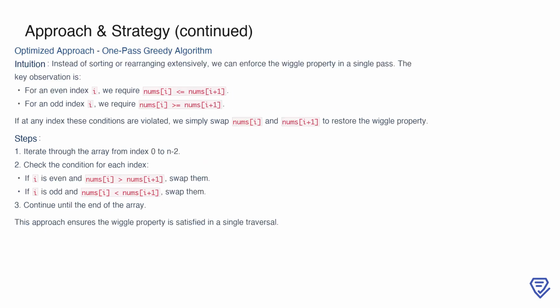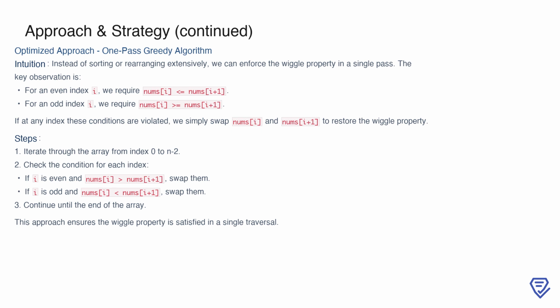A more efficient solution to the wiggle sort problem is the one-pass greedy algorithm. The key insight here is that we don't need to sort or rearrange the entire array extensively. Instead, we can enforce the wiggle property dynamically as we traverse the array. The rule is simple. At even indices, the current element should be less than or equal to the next element, while at odd indices, the current element should be greater than or equal to the next element.